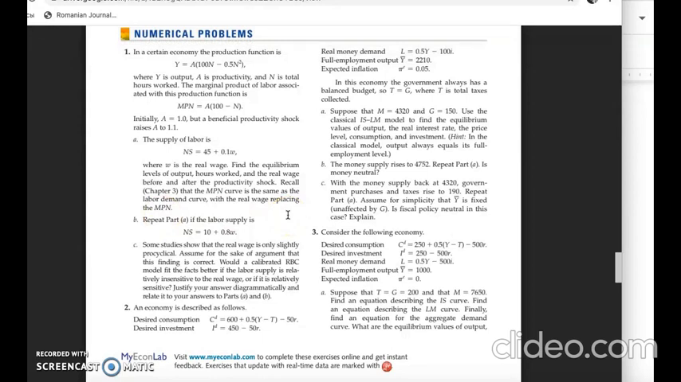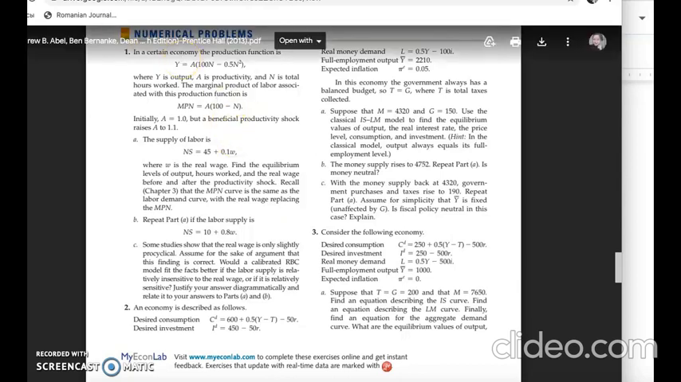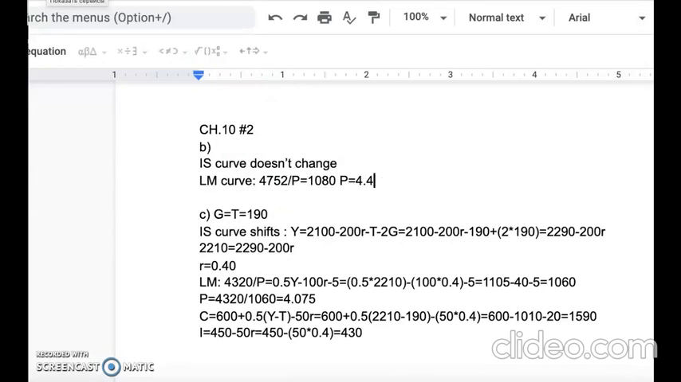4,320, government purchases and taxes rise to 190. We should repeat part A. Assume for simplicity that Y is fixed, it is fiscal cost neutral in this case. And our government purchases and taxes are 190, where our IS curve shifts because of Y. Using the equations that we have found in the previous parts, we have Y equal to this equation, and just substitute the new T and new G.